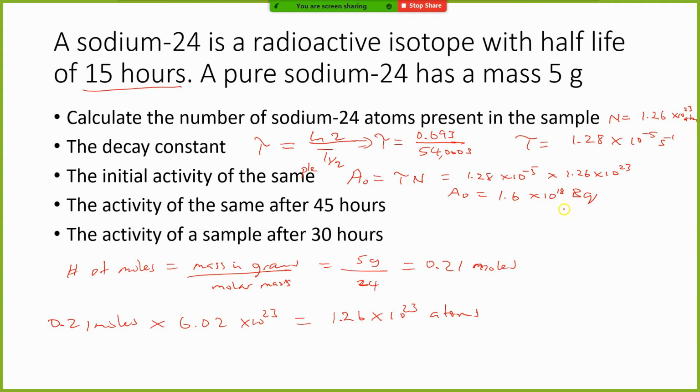Good, we have that information now. So that's the initial amount that we start out with. The question could then go on to ask us to find the activity of the sample after 45 hours. So they want us to find the activity, which is basically the remaining amount of the sodium after that amount of half-lives, in a sense.